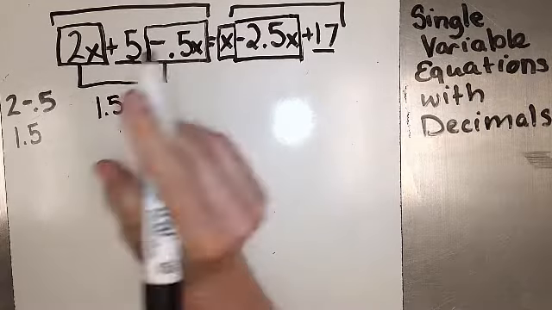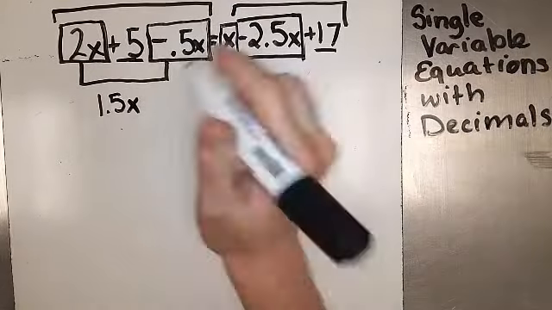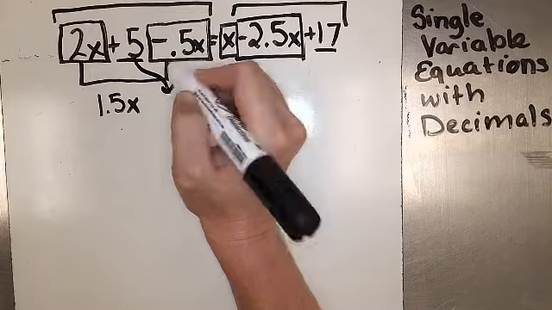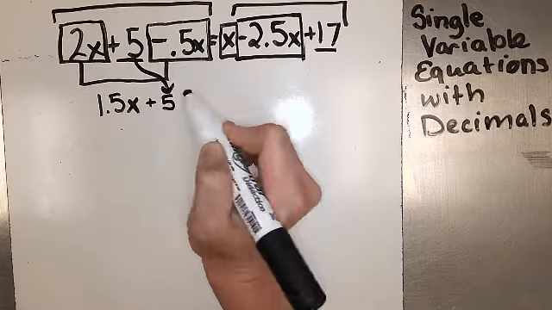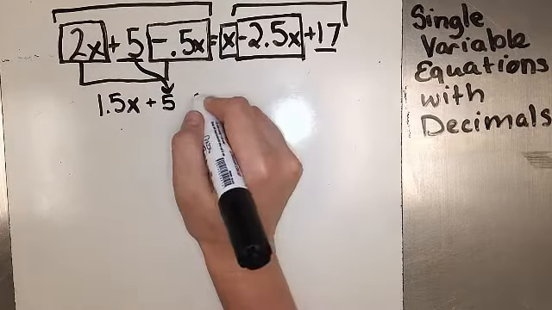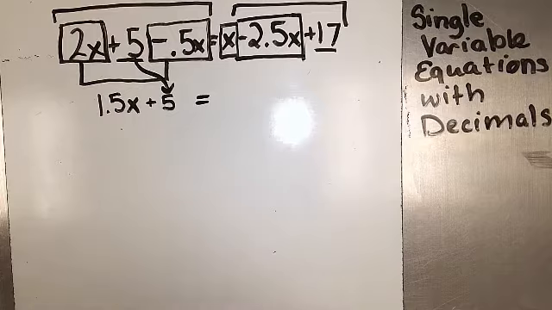Do not forget the x. Make sure that you're putting the x since you're combining x terms. So I have 1.5x. Now my constant term does not have anything to combine with. There are no other constants on this side. So I'm going to take and just put it down next to the 1.5x. So my expression should now look like 1.5x plus 5. More simple than the original expression.